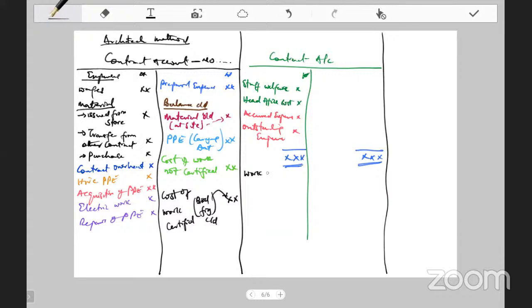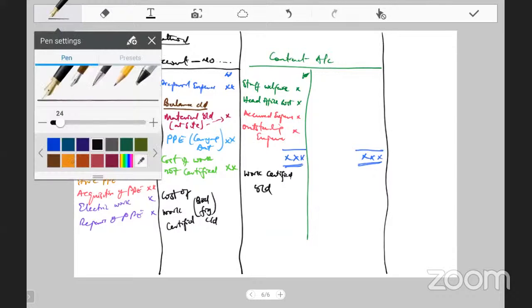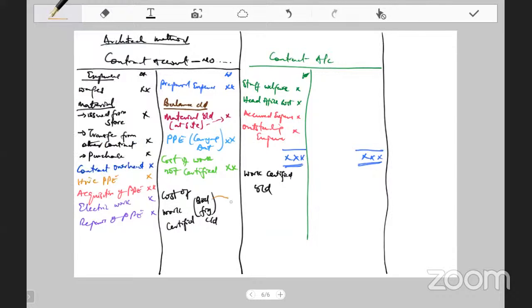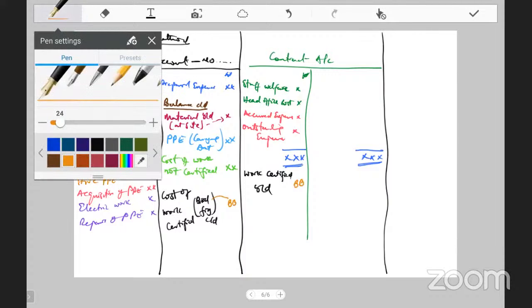Work certified, balance brought down. Whatever is that amount here as my work certified, which you would have seen, my balance will now come here as balance brought down. Then the following question will be asked. How much is the government going to pay?